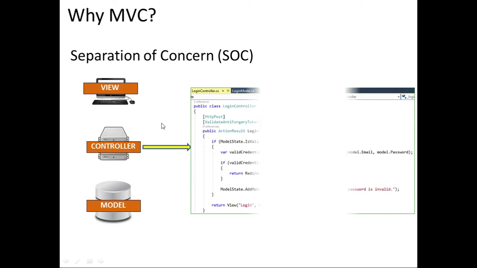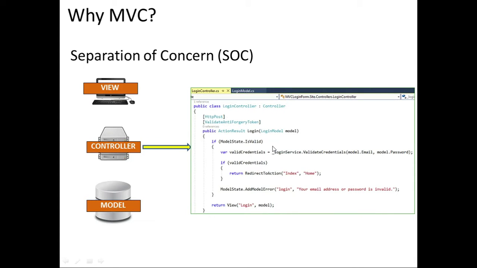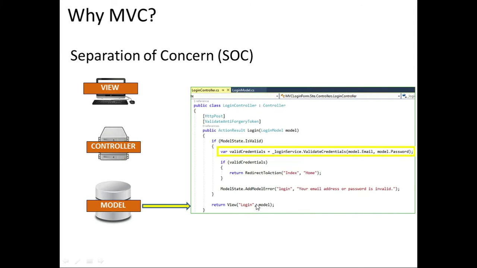Now we take a look at the controller side. It takes the login model as an input and then calls the model to validate the credentials. If the validation result is valid, then it's going to redirect the user to the home page, or otherwise it's going to add an error and then display back the login page. The model is implemented in the validate credential method. So you see here, every component, model, view, and controller is captured nicely in its own place.